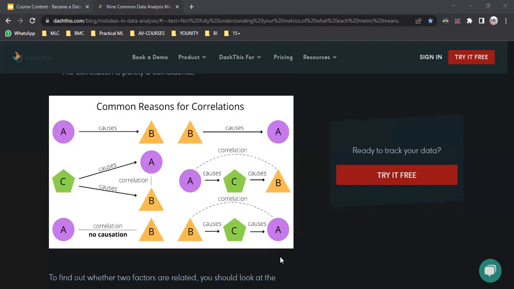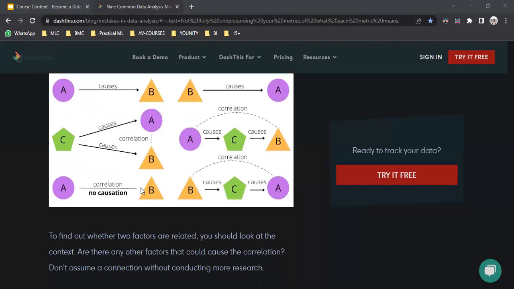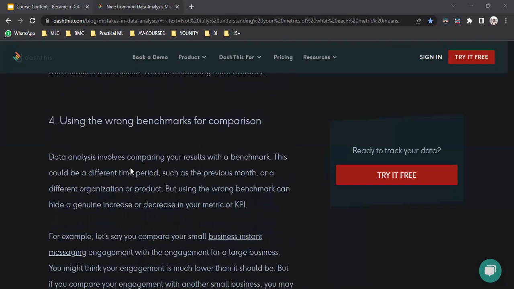There may be some intermediate step, which is C, which helps us understand how the correlation happens. If you don't have any causation, A may still be correlated with the B value, ultimately. So these are the common reasons for how not to learn with the data analytics way of thinking.